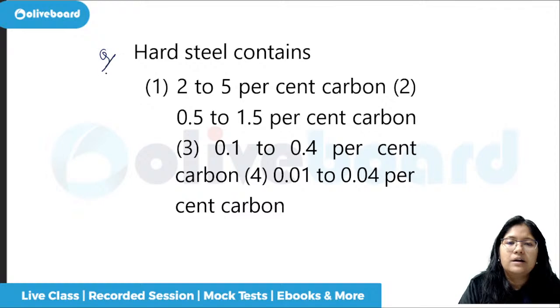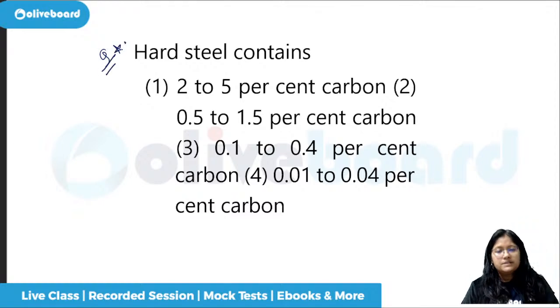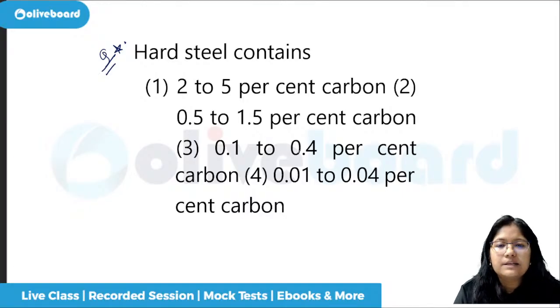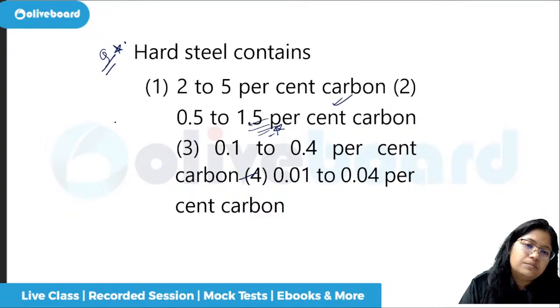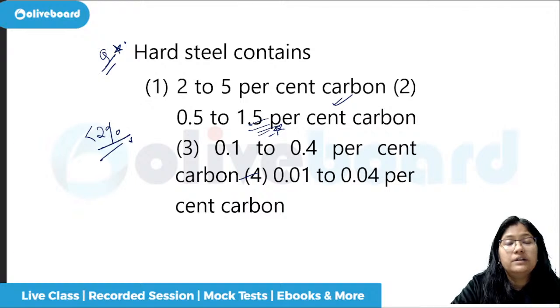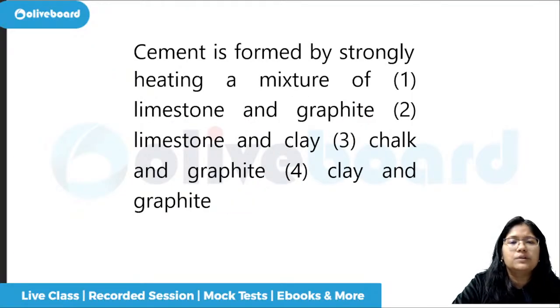Read the next question. Hard steel contains. We have seen normally it is up to 2% in case of steel. But then there are different categories as well. In hard steel, it consists of 0.5 to 1.5%. So 2 is the correct answer here, 0.5 to 1.5. Just remember that it has to be less than 2%, which I have discussed in many sessions till now. There will be different questions and different options, but if you know it is less than 2%, then you can answer the question.